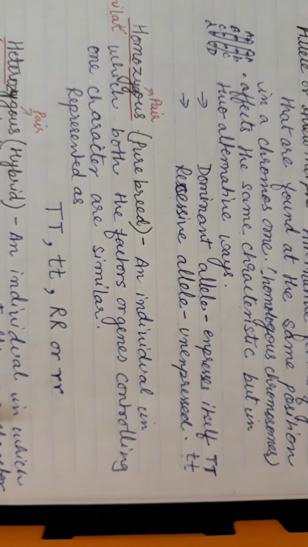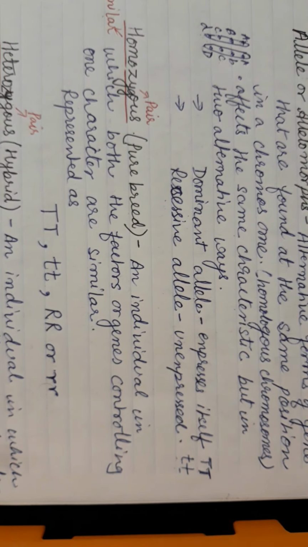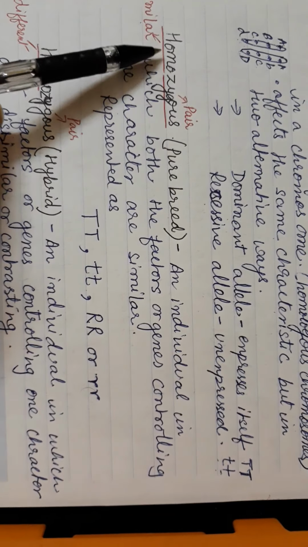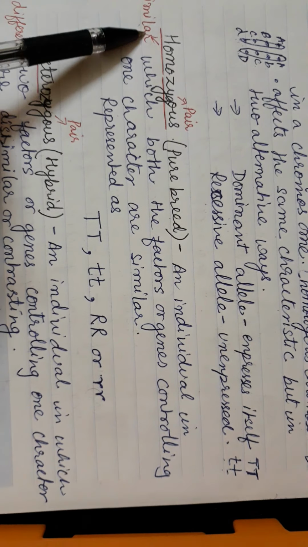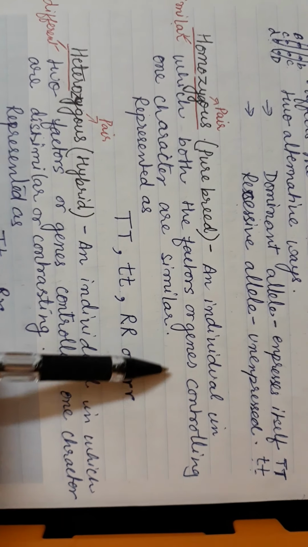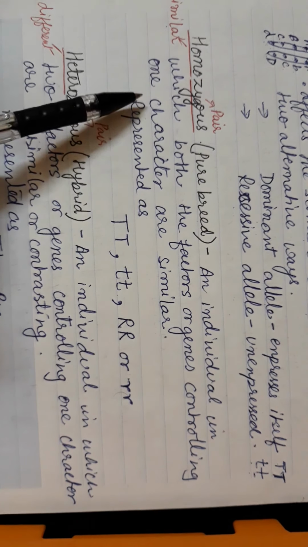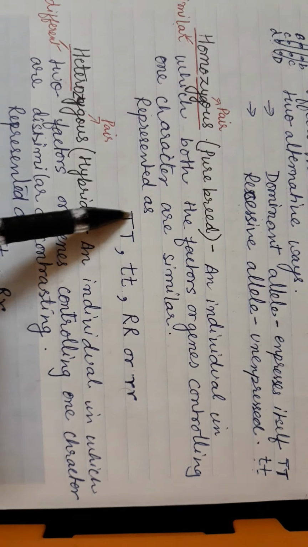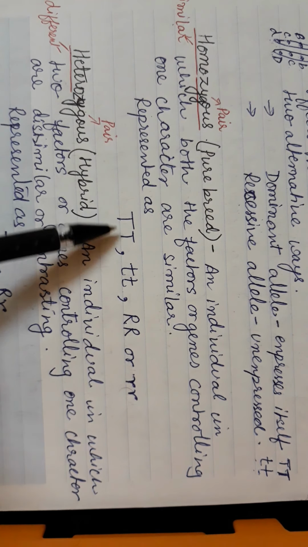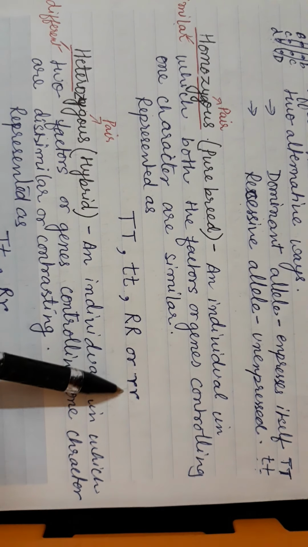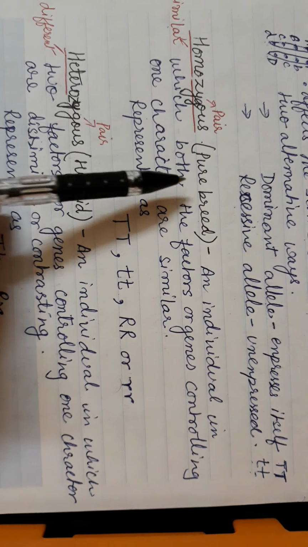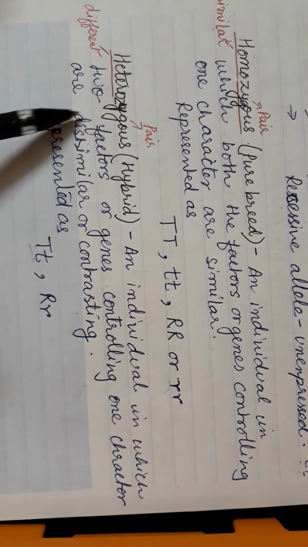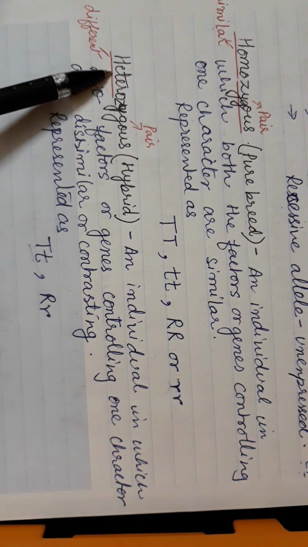Now we come to the next term, homozygous. In homozygous, homo means similar and zygous means pair. When an individual has both the factors or genes controlling one character similar, they are represented like this. Either both can be dominant or both can be recessive. So when both are similar, they are called homozygous, and this is considered to be the pure breed.